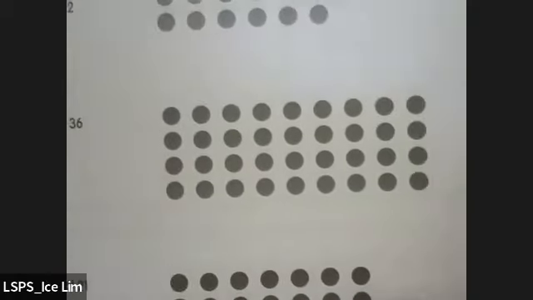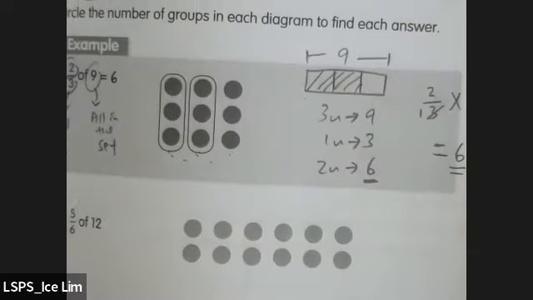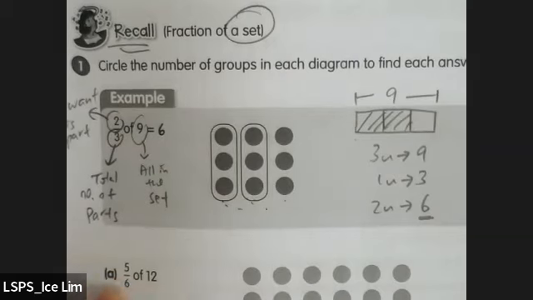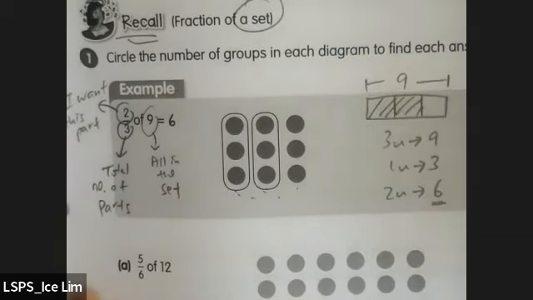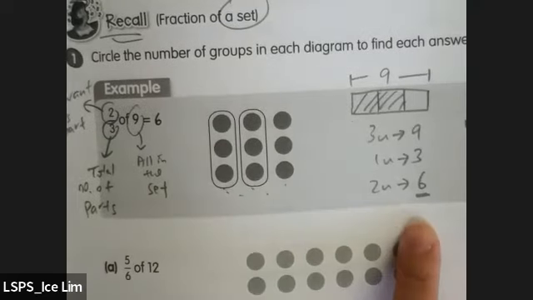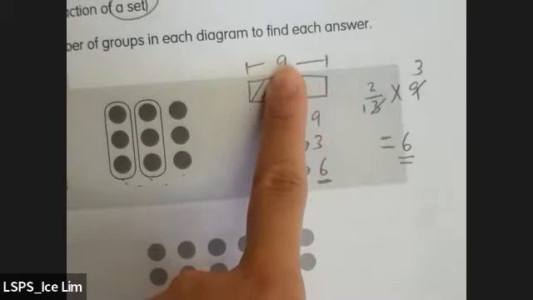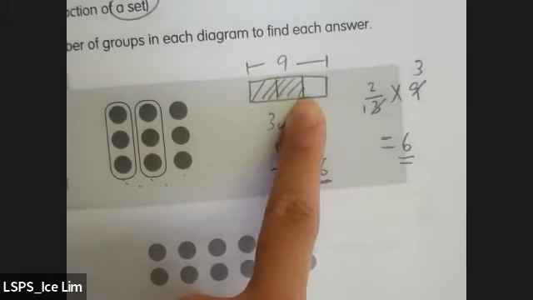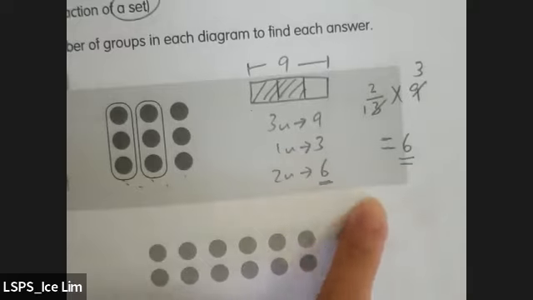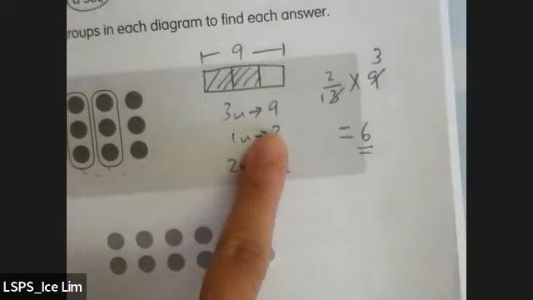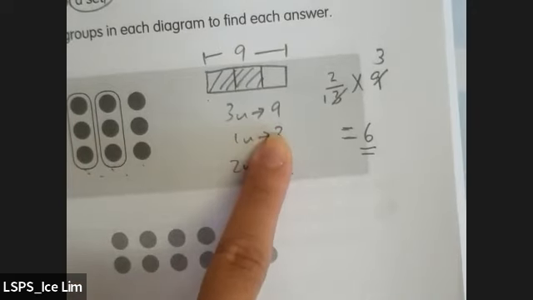Okay? Now, that comes to fraction of a set. This was a recall for primary 4. And just before we left for the holidays, we talked about 2 different methods. Number 1, the unitary method. I draw a model to see the whole is 9 and 3 units, 9. So 1 unit is 3 and 2 units is 6. So when I say 2/3 of 9, I can get 6 by the unitary method.